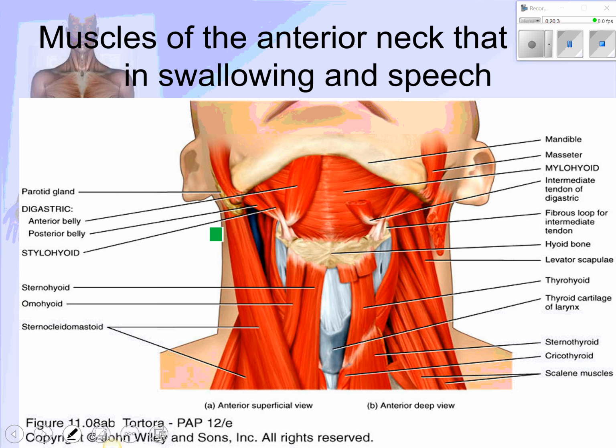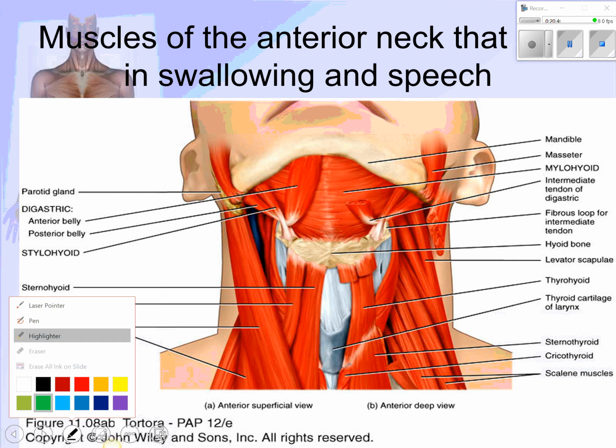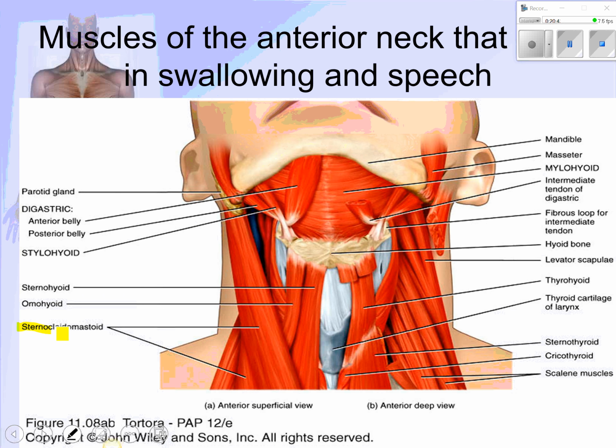On here, this is showing you all those that I just had you label on the previous slide. But you need to be able to label the sternocleidomastoid. I already showed you that one. The sternohyoid, the sternothyroid, and the hyoid bone. Your mylohyoid, that's the one going transverse across underneath the chin. Make sure you can label the mandible. And of course the masseter on this picture here.